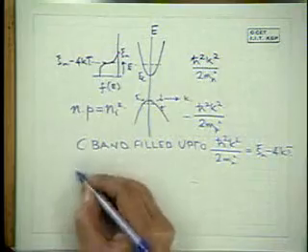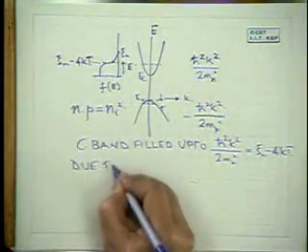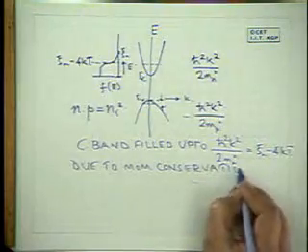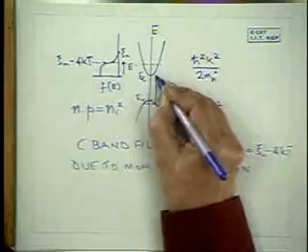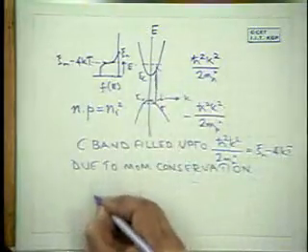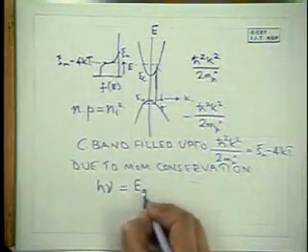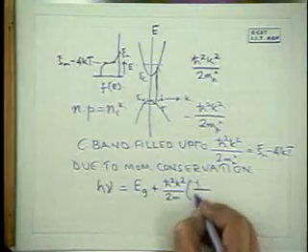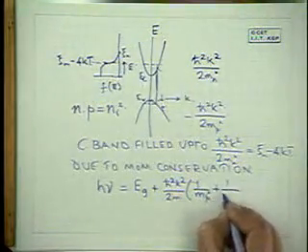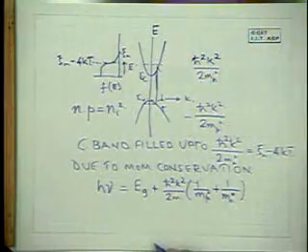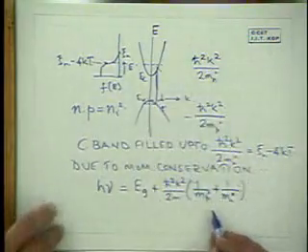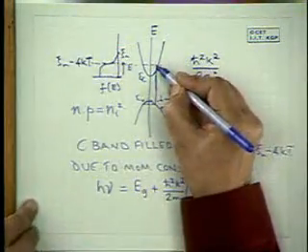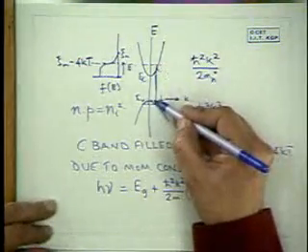and so due to momentum conservation, the energy at which optical absorption will start is given by h nu is equal to Eg plus h squared k squared over twice m into 1 by mp star plus 1 by mn star. And so we see that the edge is effectively increased due to the occupation of electrons in the conduction band and the occupation of holes in the valence band.